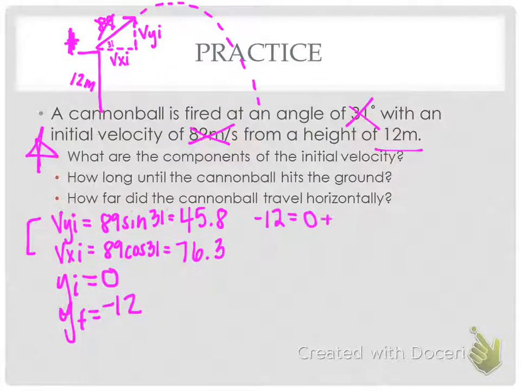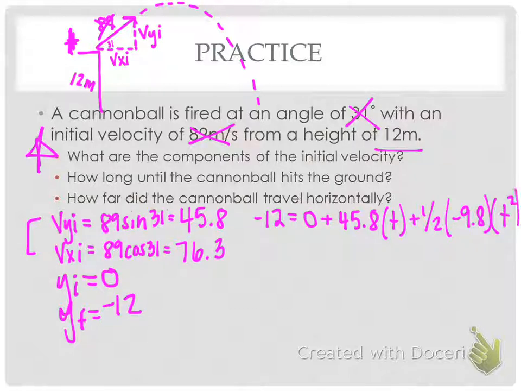Initial height was 0. Initial vertical velocity is 45.8 times time, plus 1/2 negative 9.8 t squared. Okay, so let's get our quadratic set up correctly with our a, b, and c terms.